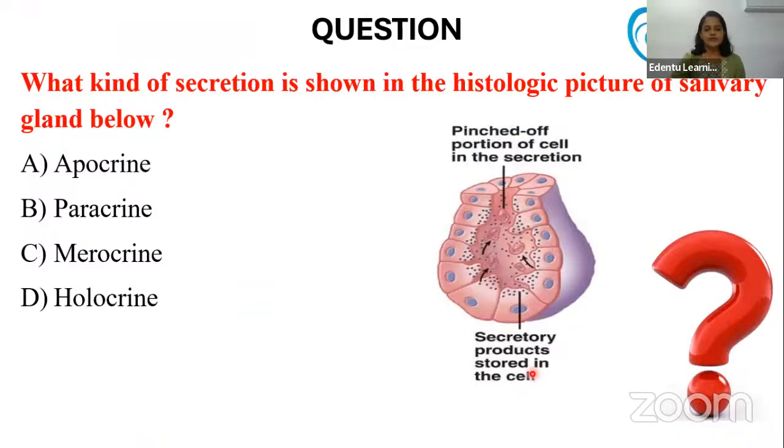Now, next question. What kind of secretion is shown in the histological picture of the salivary gland below? Is it apocrine, paracrine, merocrine or holocrine? So this is the picture, and you can see that a part of the cell gets pinched off in the secretion, and the secretory products are stored in the cells like this. So what kind of secretion is this? Actually, it is option A, apocrine.